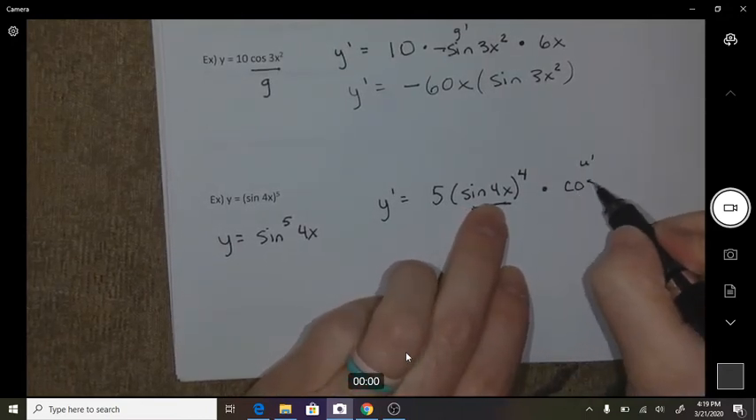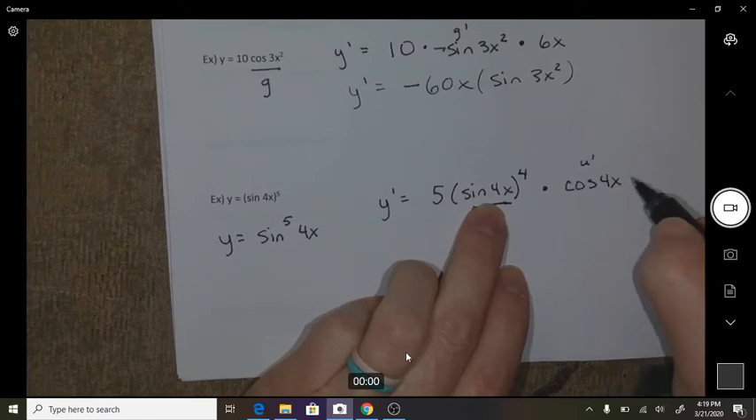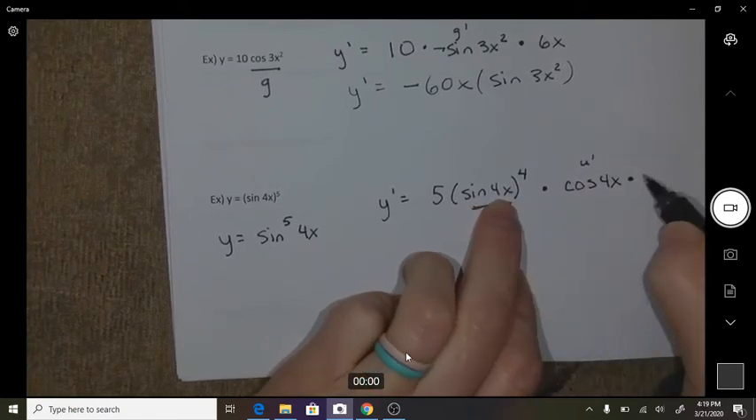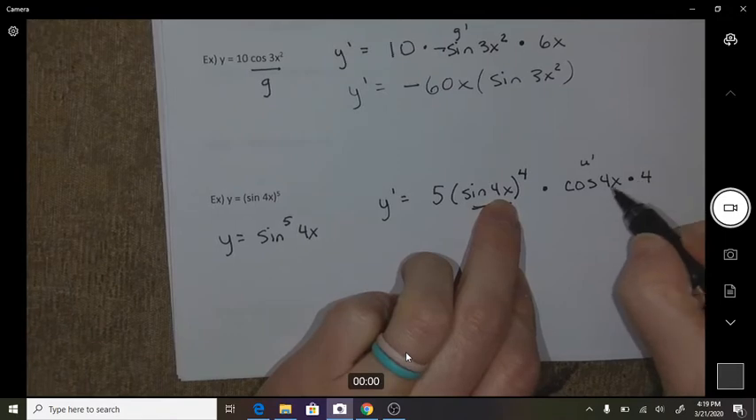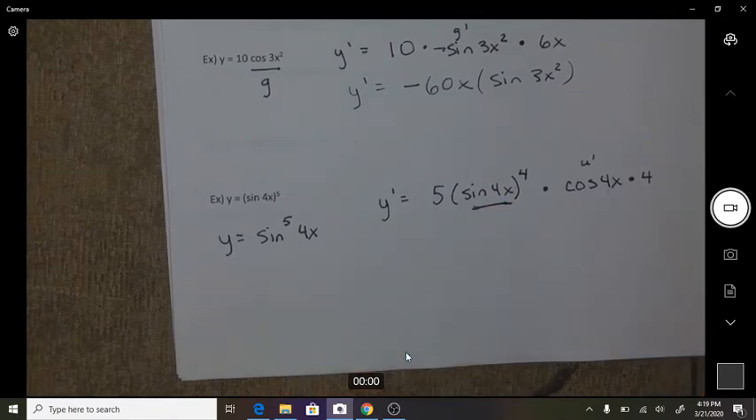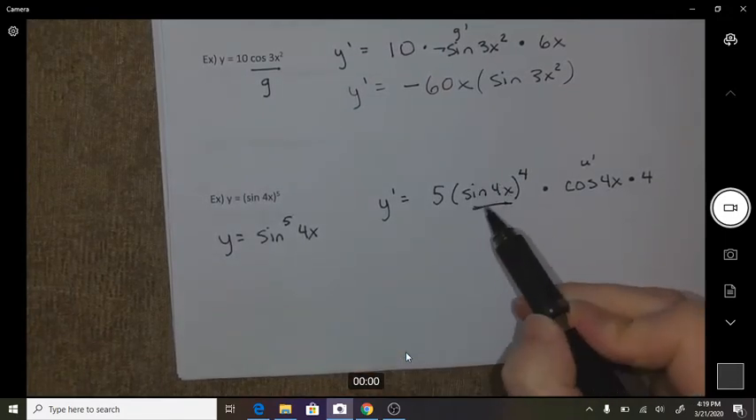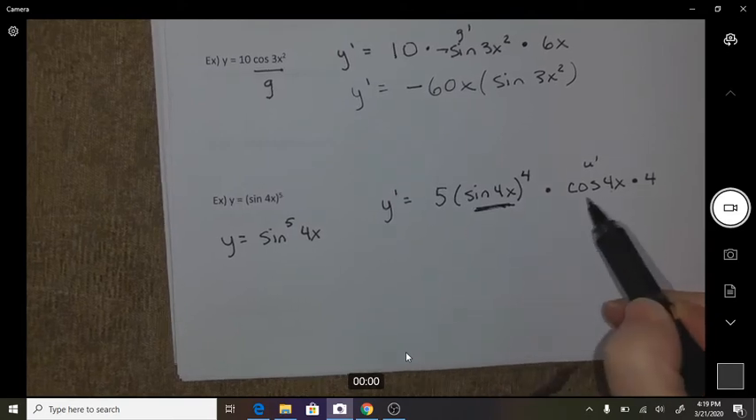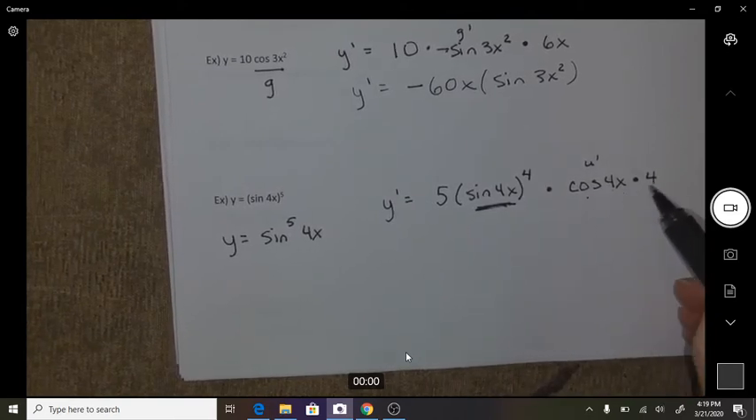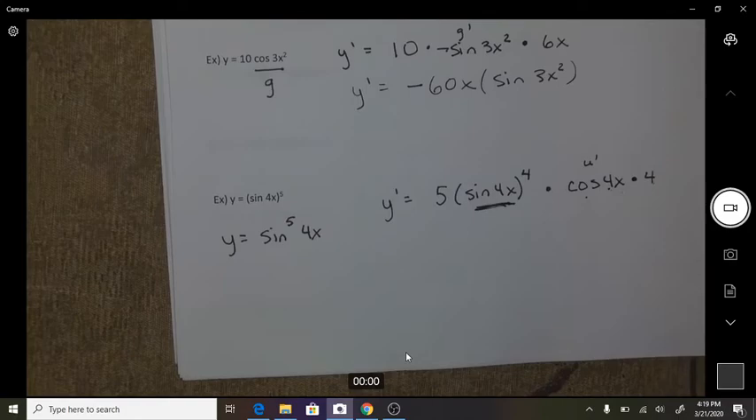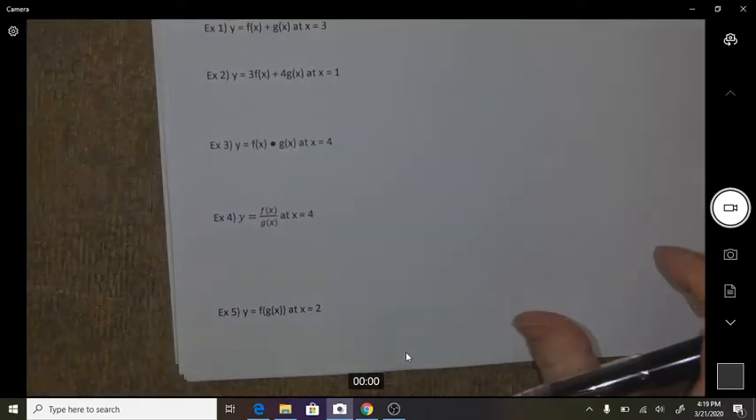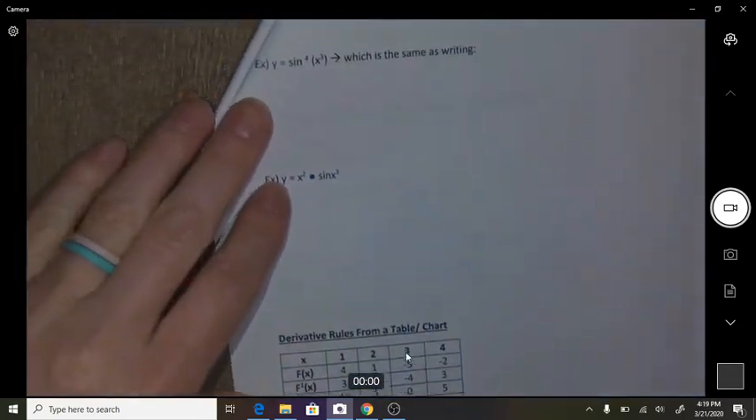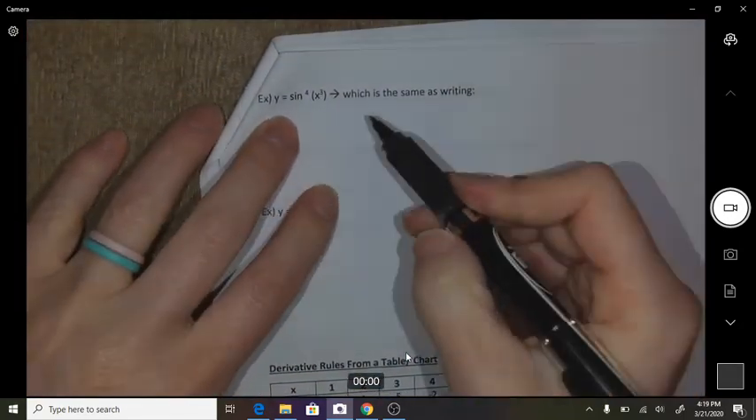So now what's the derivative of this? So cos 4x, and now I also have to do another chain. So I actually had 3 chains in there, right? I had to derive this inside, but when I derived that inside, I also had to derive that piece. Okay, so one more, kind of like that.